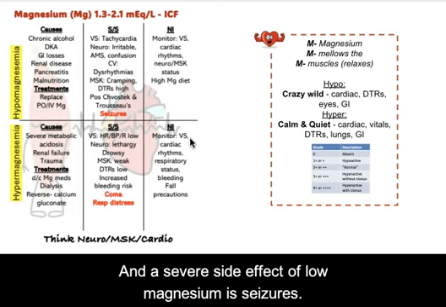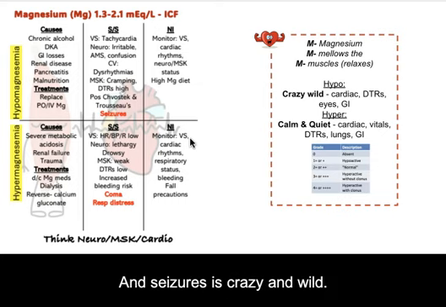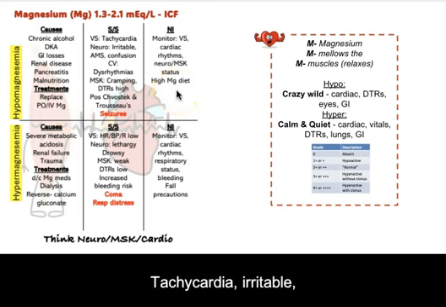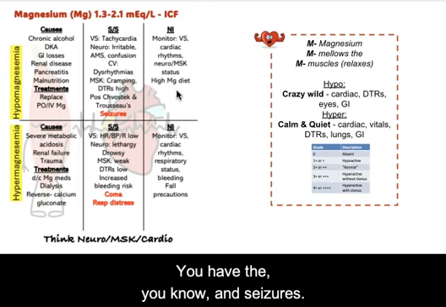And a severe side effect of low magnesium is seizures, because think of it, everything is going crazy and wild, right? And seizures is crazy and wild. And so everything is just going high over here, right? Tachycardia, irritable neuro-wise, musculoskeletal cramping, DTRs are high, and seizures.